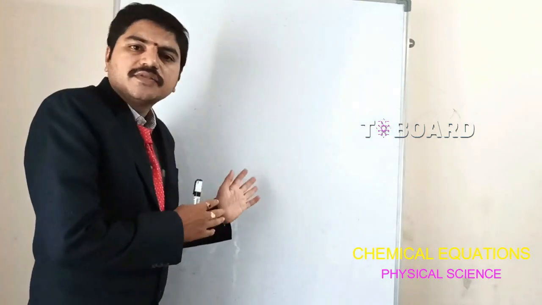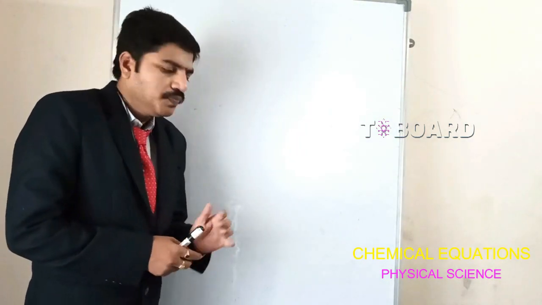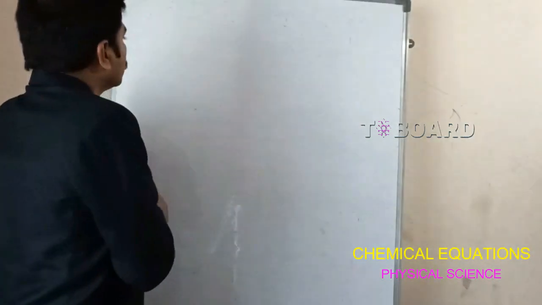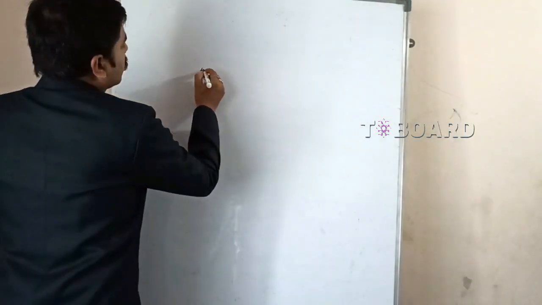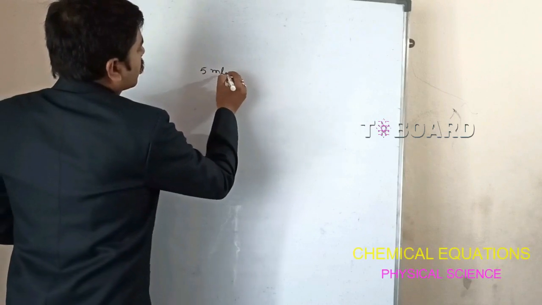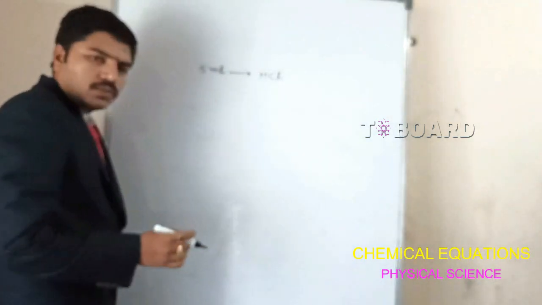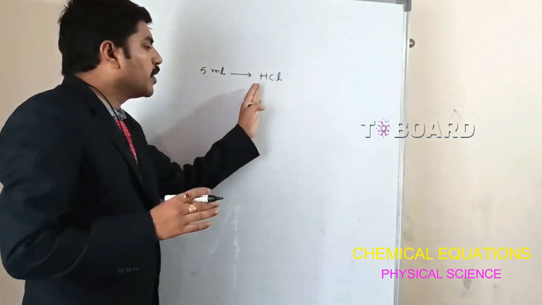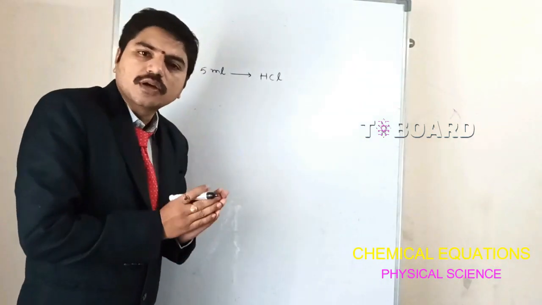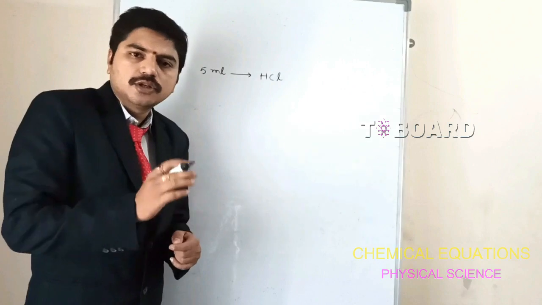In this activity, we need to take 5 ml of HCl, hydrochloric acid, in a conical flask or any beaker you wish.